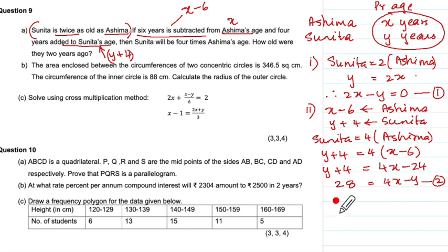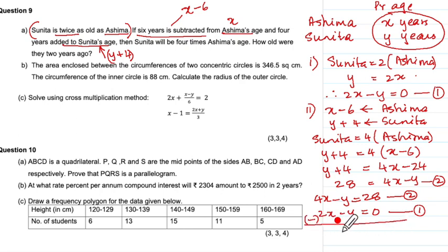Now we have to solve this for x and y. So we will have 4x minus y equal to 28. This is your equation 2. And we will have 2x minus y equal to 0. This is your equation 1. So I am going to subtract equation 1. So I have to change the signs, and 4x minus 2x means 2x is equal to 28. So x is equal to 14 years.